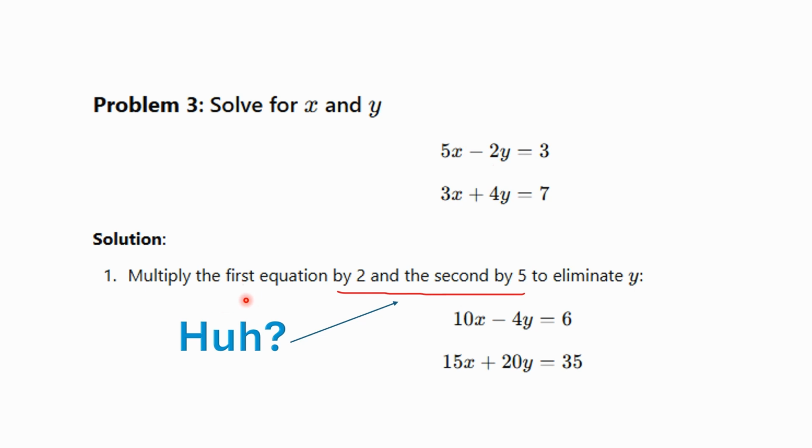Now, this is where it really confused me. It said multiply the first equation by 2 and the second by 5 to eliminate y. Well, if you multiply the first equation by 2, that gives you 10x minus 4y equals 6. This is correct. 10x minus 4y is 6. And then it says multiply the second equation by 5. Okay, I don't know why you're picking that because it doesn't help us eliminate y at all.